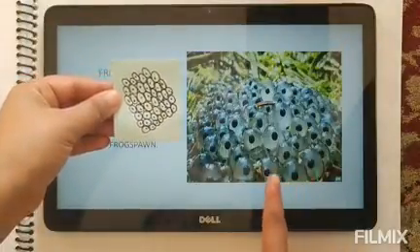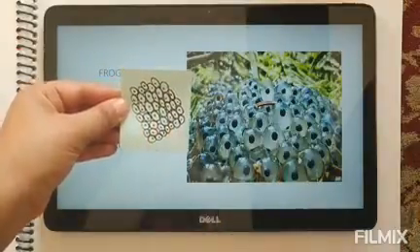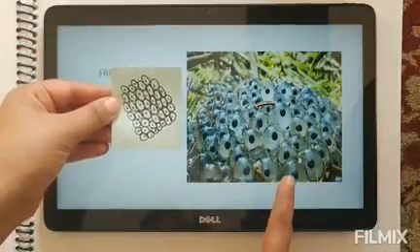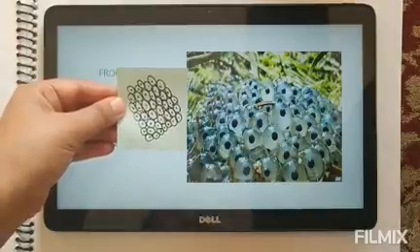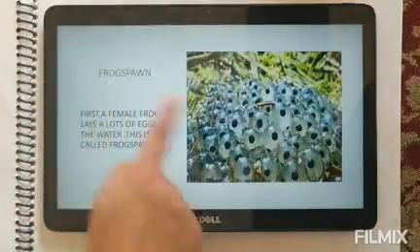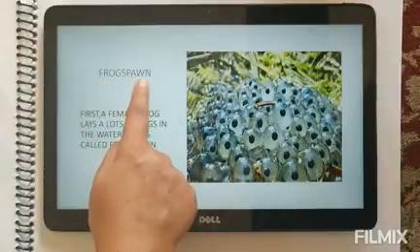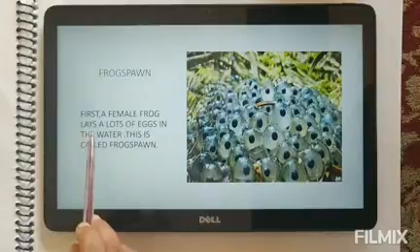The eggs, the cluster of eggs, and look at the cluster of eggs. Do they look like jelly? Yes. And let's find out what this cluster is called. This cluster is called frog spawn. Okay. And let's see what information I have written over here.